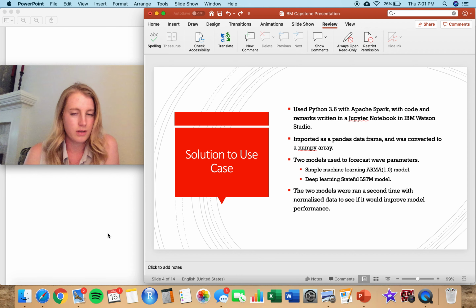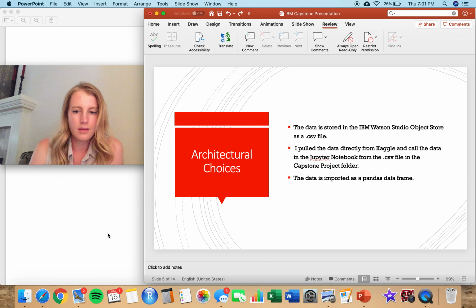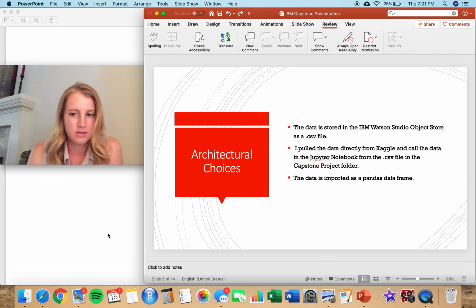The two models were run a second time with normalized data to see if it would improve performance at all. Some of my architectural choices: the data is stored in the IBM Watson Studio Object Store as a .csv file. I pulled the data directly from Kaggle and called the data into a Jupyter notebook from the .csv file in the Capstone project folder. The data, again, is imported as a pandas data frame.